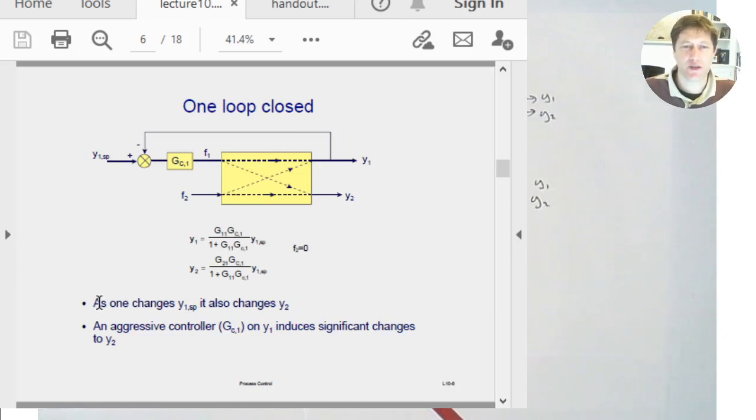And as we pointed out, as we change the Y1 set point, that also changes Y2. And so that's the problem. And in particular, if you put then some sort of aggressive controller GC1 onto Y1, then that will have significant effects on Y2.